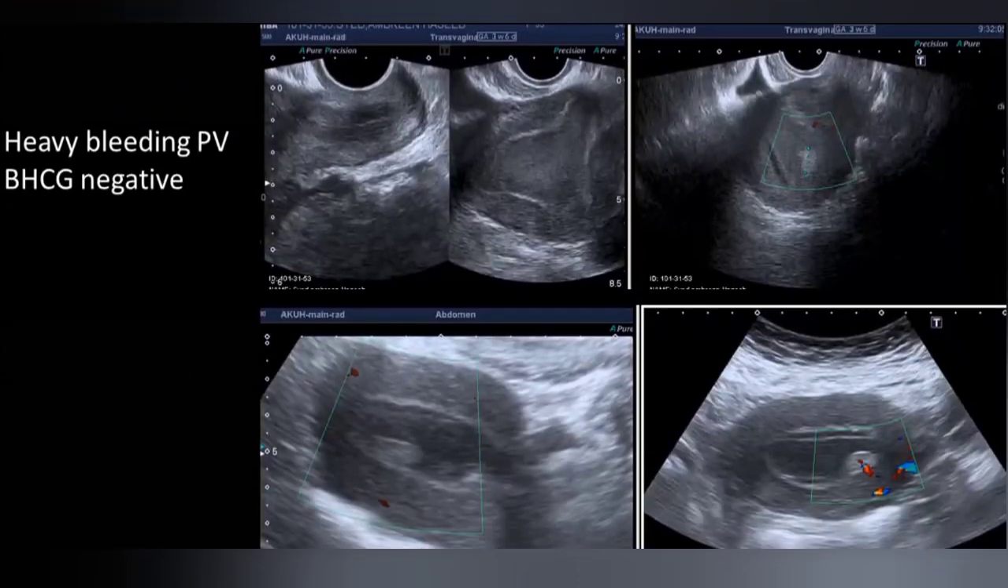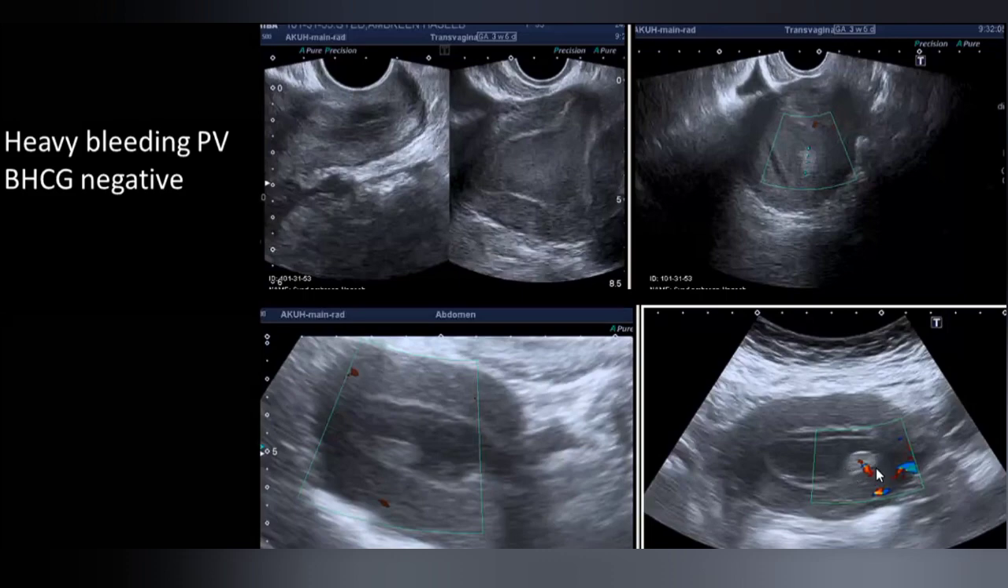Heavy bleeding PV, beta HCG is negative. So this patient was a CA breast patient and she came to the ER with heavy bleeding PV. When we did a transvaginal ultrasound, we saw these echoes within the endometrial cavity, which is seen with hemorrhage. We saw a sac-like structure here, and a tiny hyperechoic area here. We thought that this is a pregnancy patient, but beta HCG came out negative, and then the differential was an endometrial polyp.